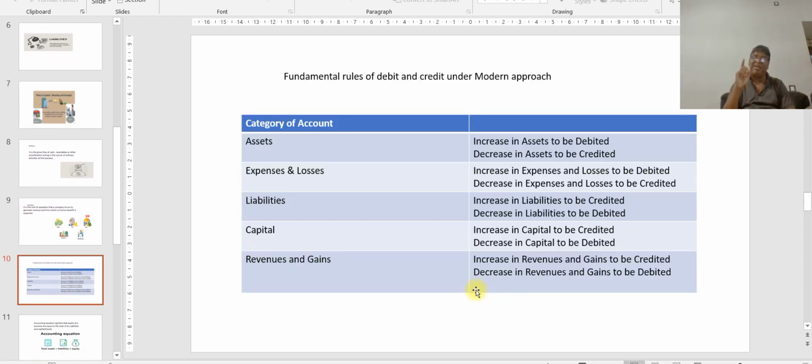Then there are some fundamental rules of debit and credit under the modern approach. If it is an asset, an increase in asset should be debited, a decrease in asset should be credited. If it is expenses or losses, an increase is to be debited, a decrease to be credited. If it is a liability, an increase in liability is to be credited, a decrease to be debited. If it is capital, an increase in capital is to be credited and a decrease to be debited. If it is revenue and gains, an increase in revenue and gains is to be credited, a decrease in revenue and gains to be debited.